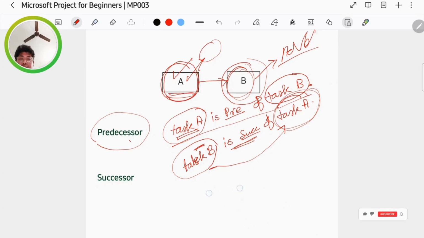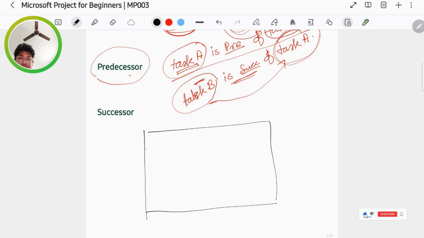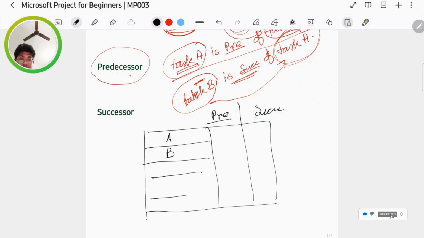So I think it is clear. Now I'm telling how it will come in the Microsoft Project structure. Suppose this is our task activity. Here we mention tasks A and B, here it is mentioned predecessor, and here it is mentioned successor. What we have discussed is that A and B are two tasks. Task A should be done first, and only after that can task B start.